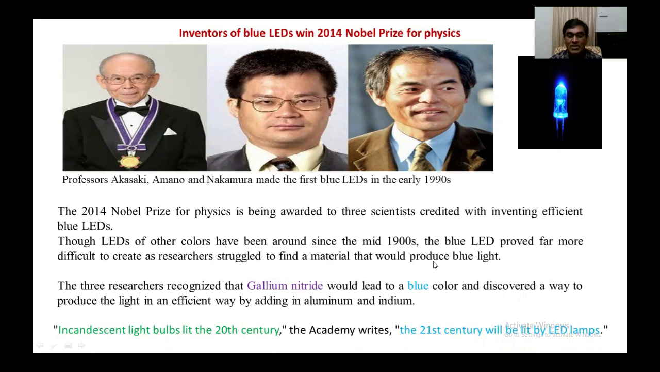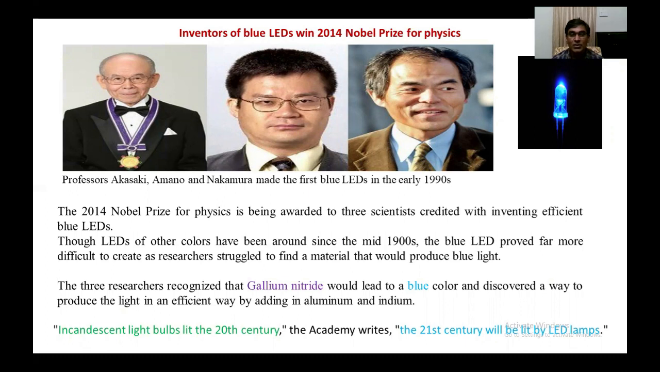And these researchers recognized that gallium nitride would lead to a blue color and discovered a way to produce the light in an efficient way by adding aluminum and indium as dopants. So they started this research in 1988 and got the Nobel Prize in 2014. So this is the third time the Nobel Prize was given to pure technology, because for technology actually the Nobel Prize is not given. So this is the third time.